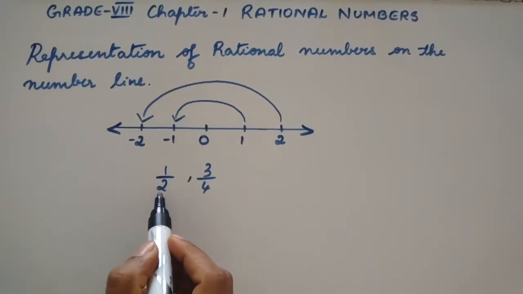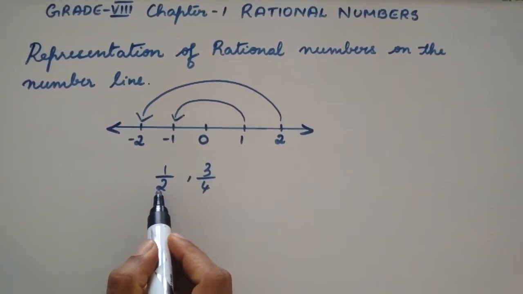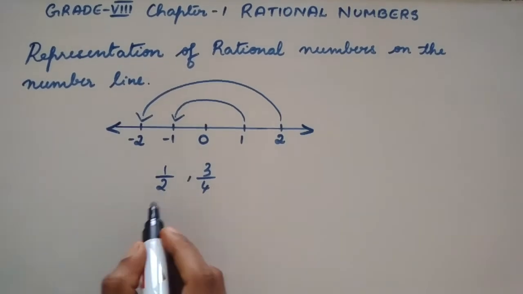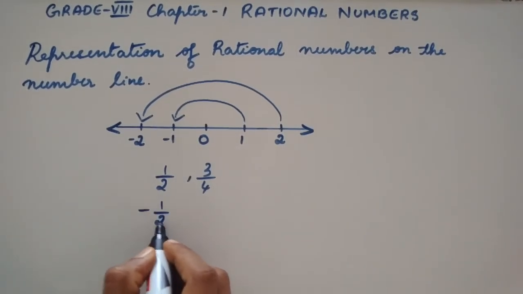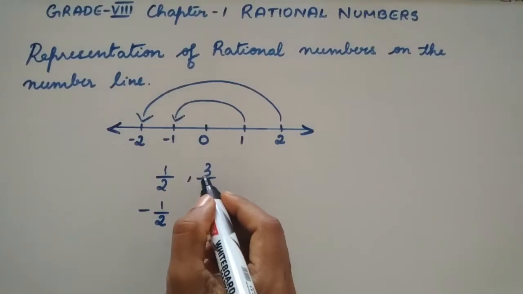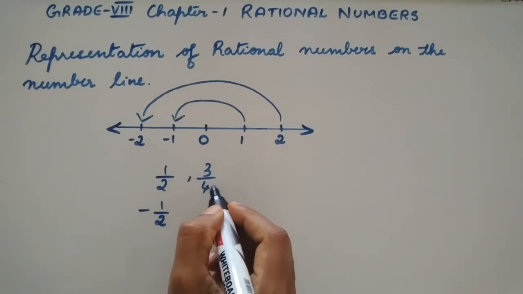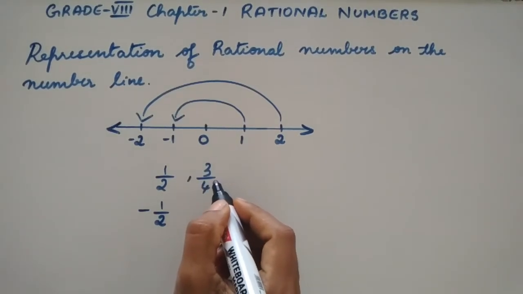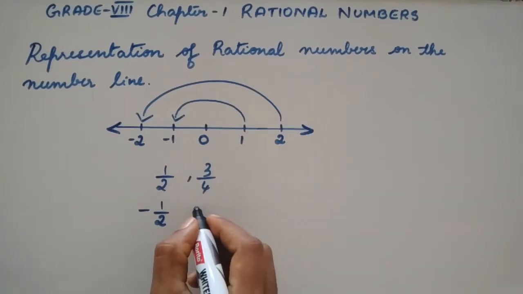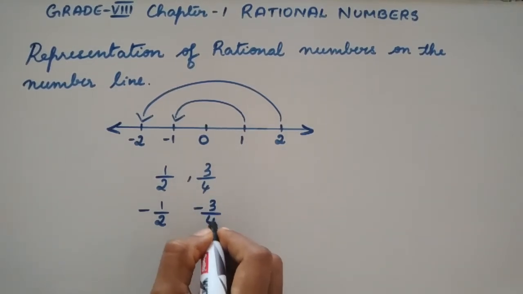Here we have 1 by 2. So its corresponding integer will be -1 by 2. And we have the number 3 by 4. So its corresponding integer will be -3 by 4.